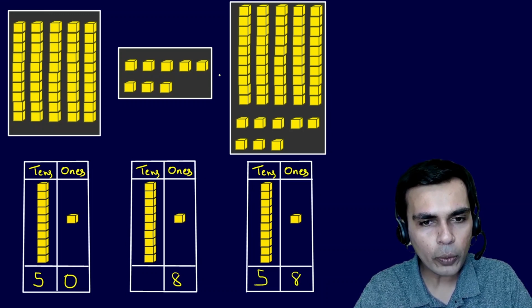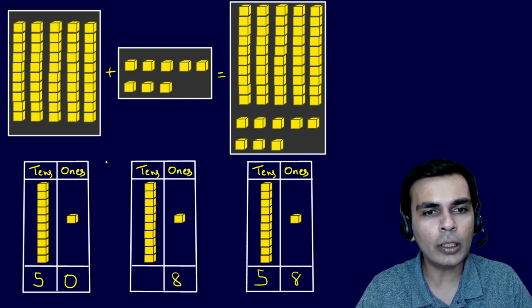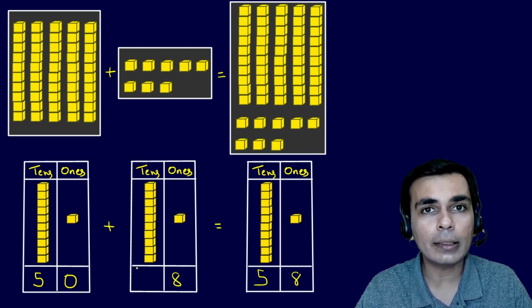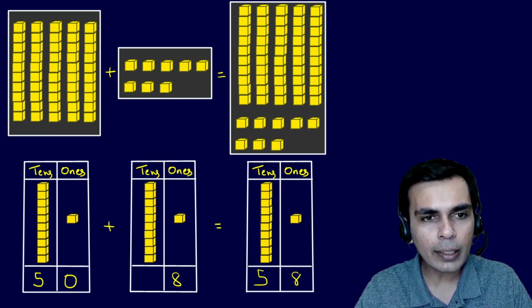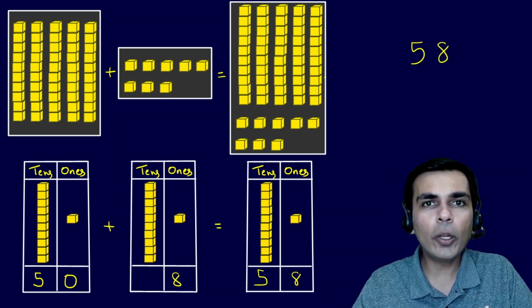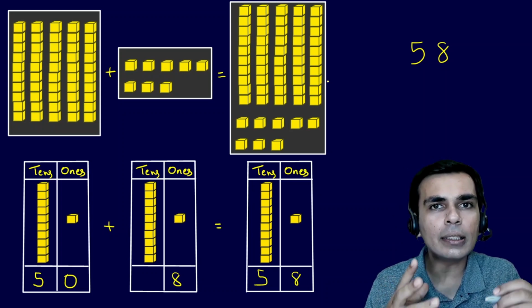So this is how you have to understand. Think of it as putting it together. Plus means addition. We'll discuss that later. So this plus this will be equal to 58, which is 5 tens plus 8 ones. And you have to understand the way you actually write a number is just 58. Now we don't write it this way, we don't understand it this way, but this is the story behind it.